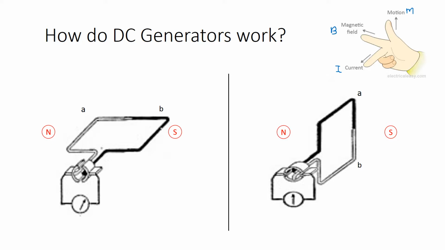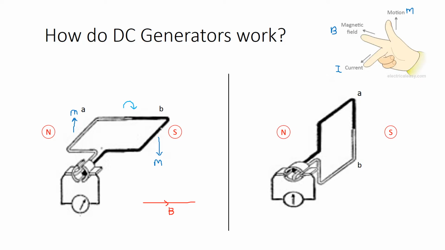Let's say for this coil, the magnetic field or B field will be towards the right, from the permanent magnet's north pole to the south pole, and we will assume that this coil will rotate in a clockwise direction. For it to rotate in a clockwise direction, there will be a motion of coil A upwards and the motion of coil B downwards.